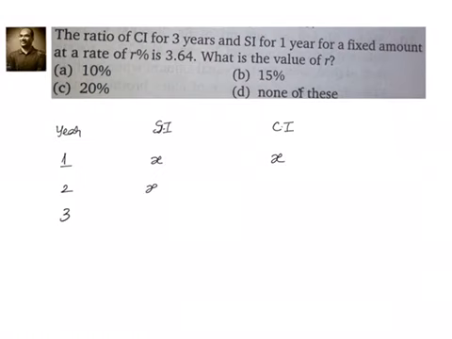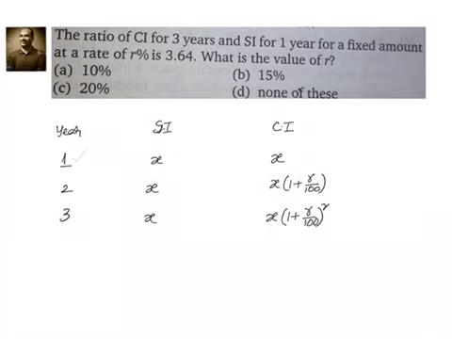For the second year the simple interest will be X, compound interest will be X into 1 plus R by 100. If you are not clear about how this came, I will explain at the end of this video how we got X into 1 plus R by 100. Now let's go to the third year. Simple interest will remain the same, but the compound interest will be X into 1 plus R by 100 whole square.